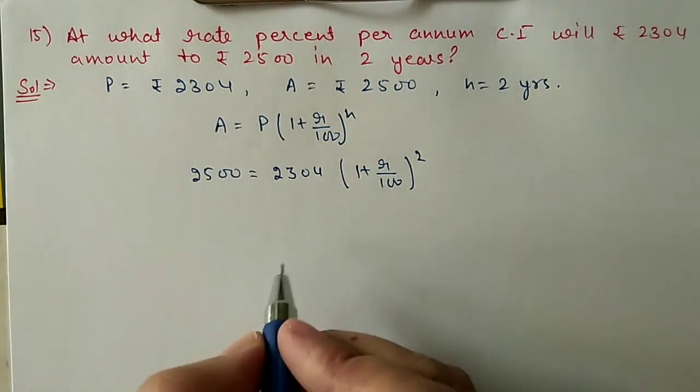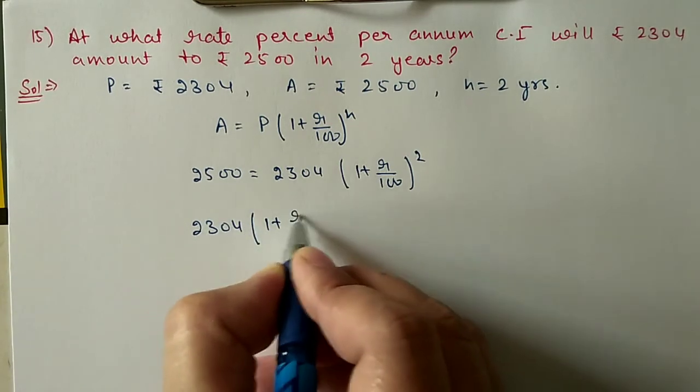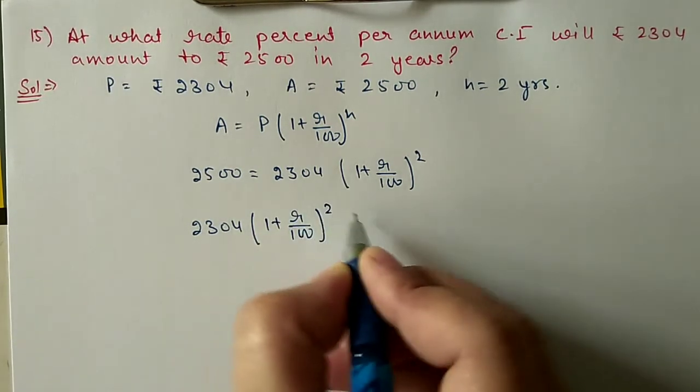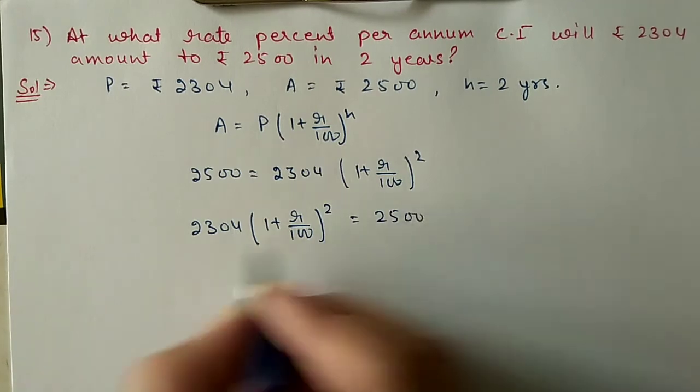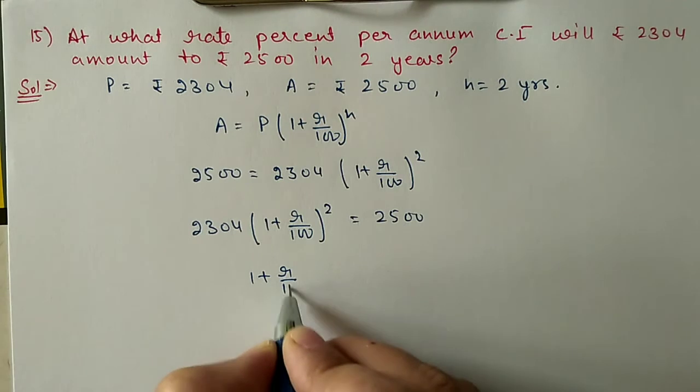Now we can shift both sides. 2304 (1 plus r by 100) to the power 2 is equal to 2500. This thing we can shift to the other side; it will go for division.